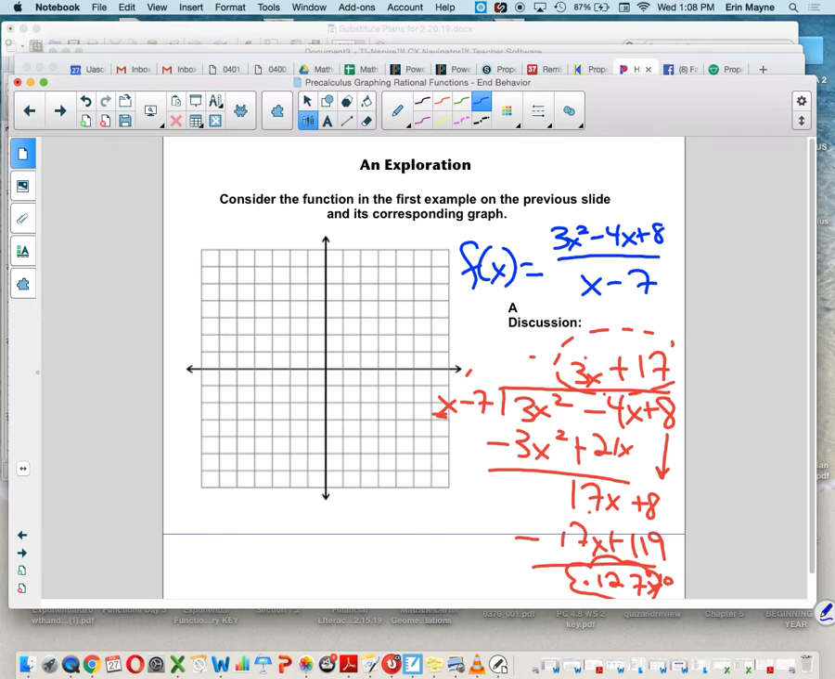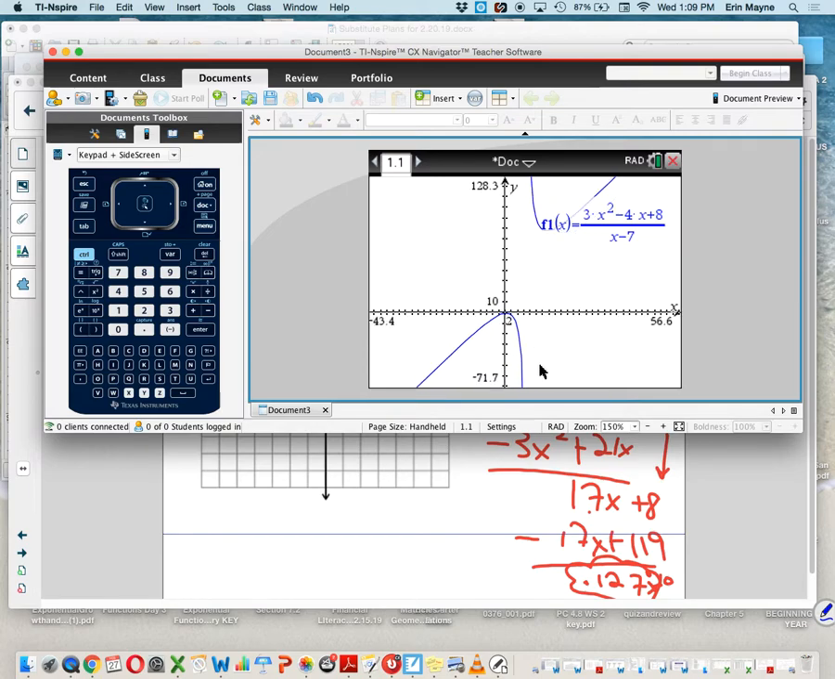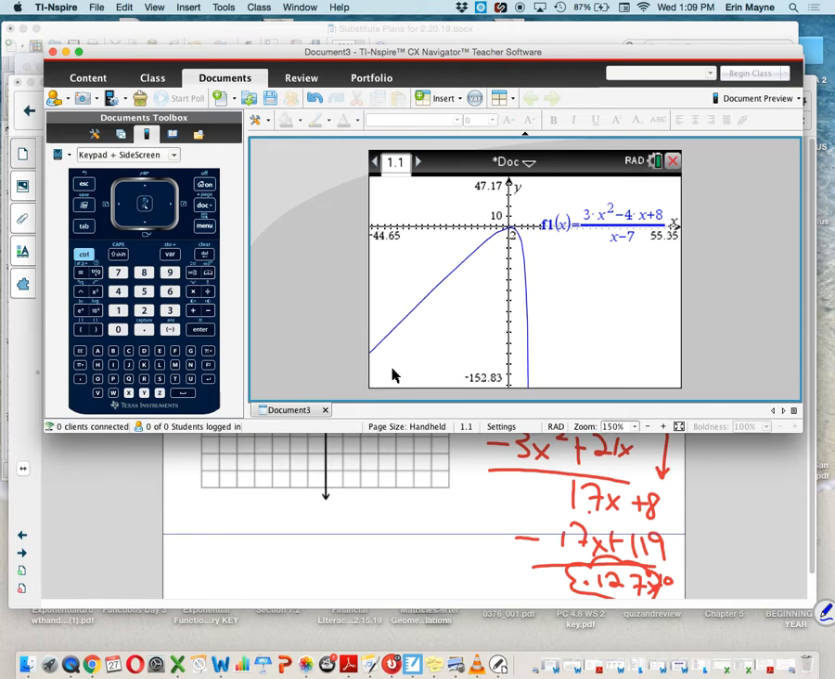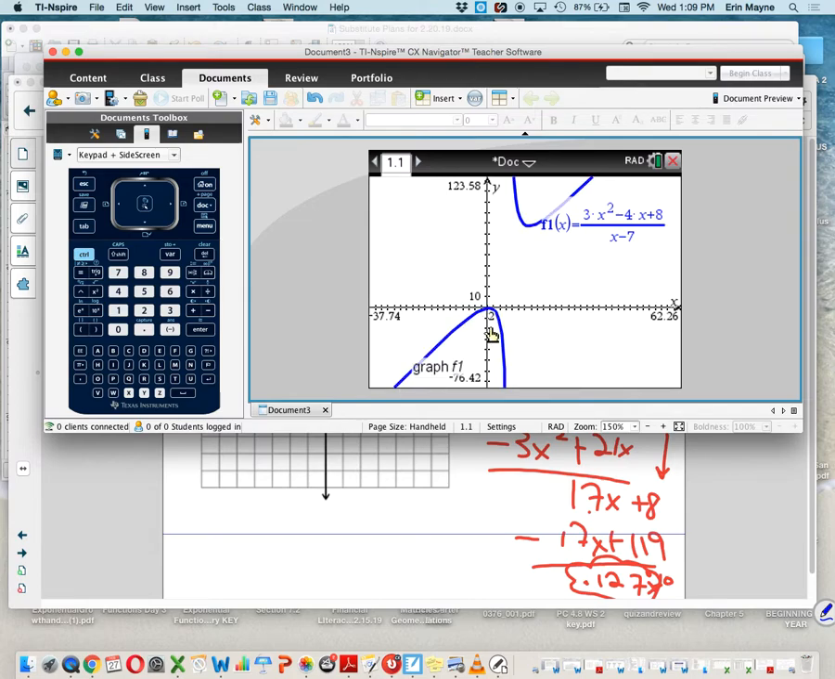Now I want you to take a minute and graph in your calculators 3x squared minus 4x plus 8 all over x minus 7. Play around with your calculator. Hit pause on the video long enough to get this picture. For most of you, you're going to just get this portion. So for now, I want to help you, and I'm going to tell you what to use for your window. You should actually get these two pieces.